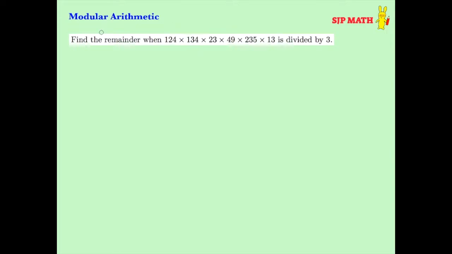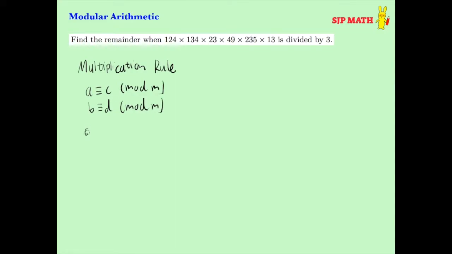And you're back. So we can use the multiplication rule in modular arithmetic to easily solve this problem. The multiplication rule states that if A is congruent to C mod M and B is congruent to D mod M, then A times B is congruent to C times D mod M. I hope you all remember that.